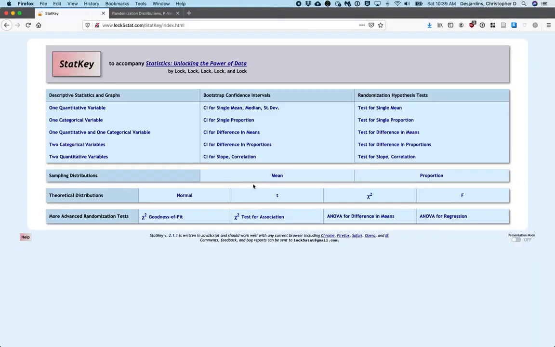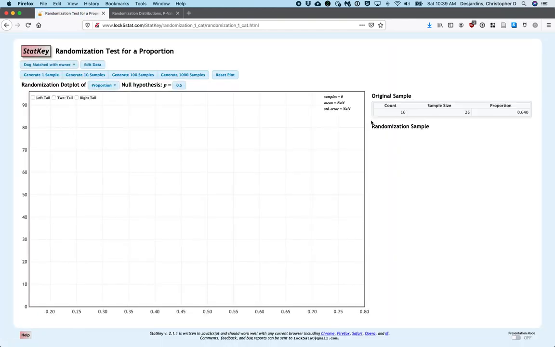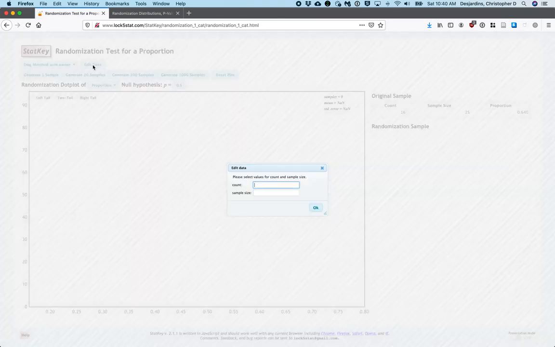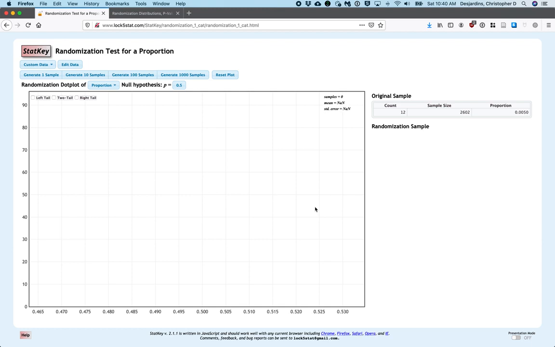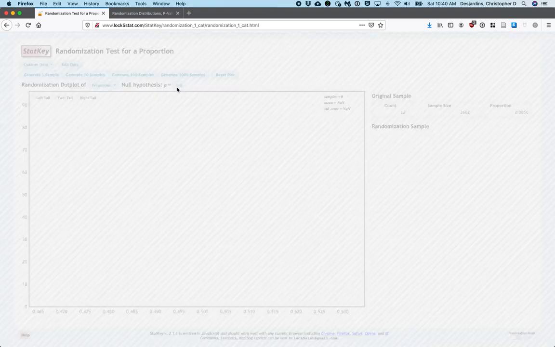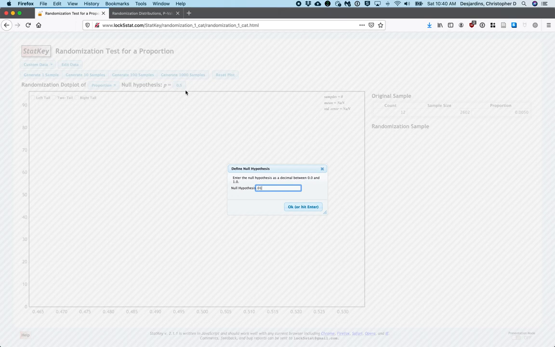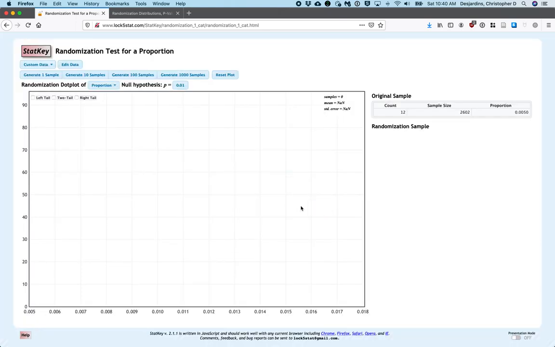To do this in StatKey, we will select Test for Single Proportion under Randomization Hypothesis Test. Next, edit the data. Set count to 12, the number that died, and the sample size to 2,602. Click OK. Next, set the null hypothesis value to 0.01. Hit OK. Finally, generate 10,000 samples.